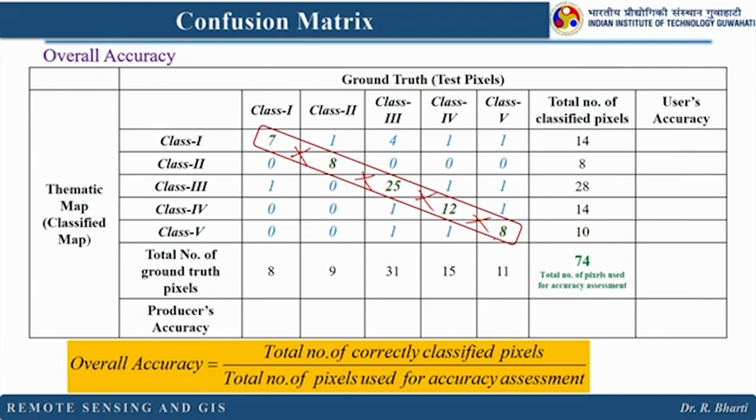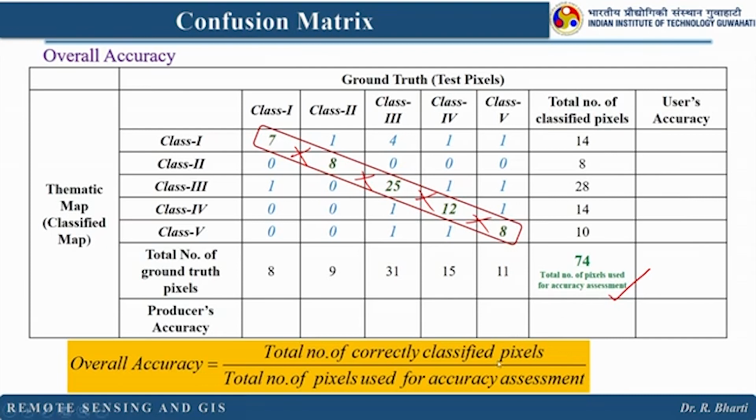And that will be divided by the total number of pixels used in this accuracy assessment. So if you see, this will be 60 by 74, right? So now these users, producers, overall accuracy, omission error, commission error, everything I have explained.